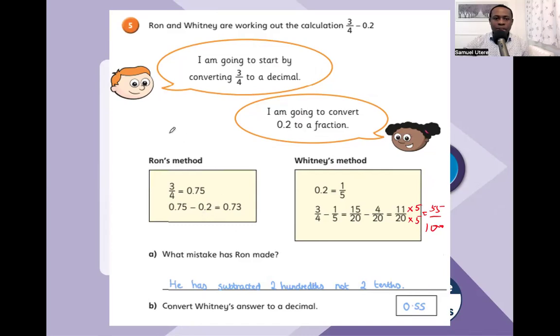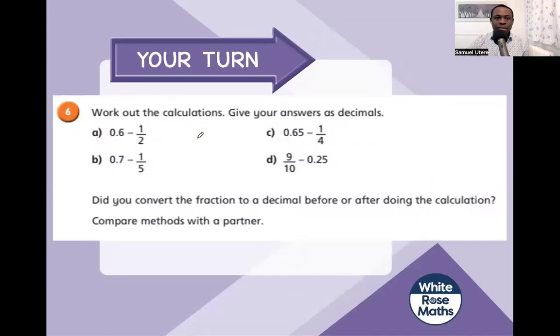The mistake Ron has made is that for this one, remember when you do subtraction or addition, you have to make sure the decimals line up. Why does the decimal have to line up? Because by making sure the decimals line up, the place values automatically line up as well. So this should be 0.2. So this is what Ron should have done. Ron simply subtracted this. So this is the tenth, but he subtracted it from the hundredth place. So your answer should be 0.55. So if Ron had done it properly, that should have been his answer.